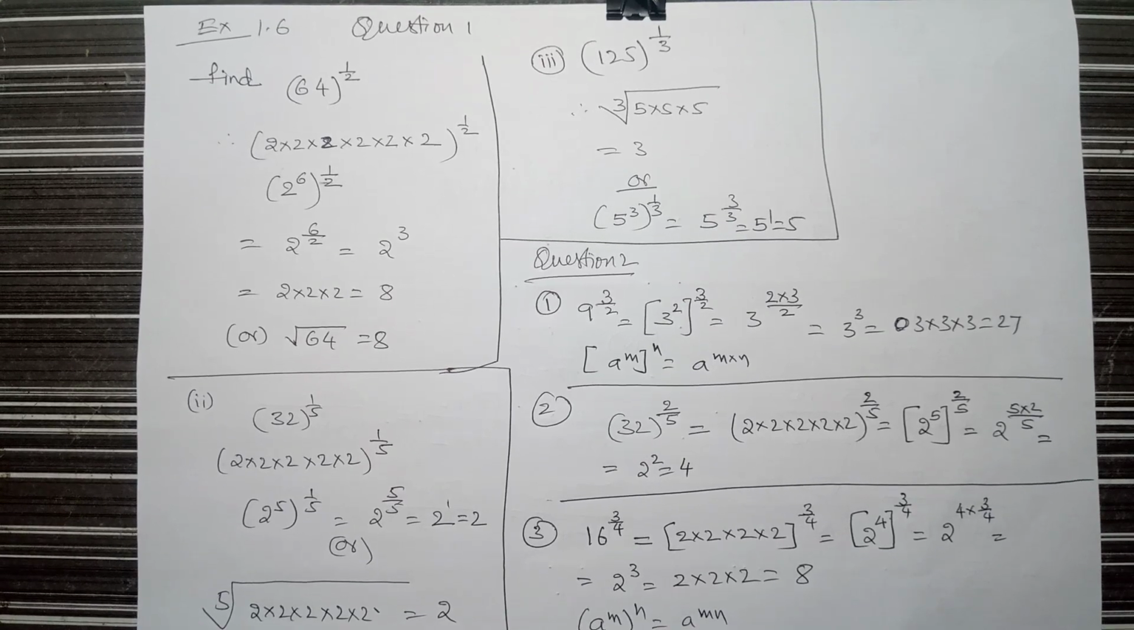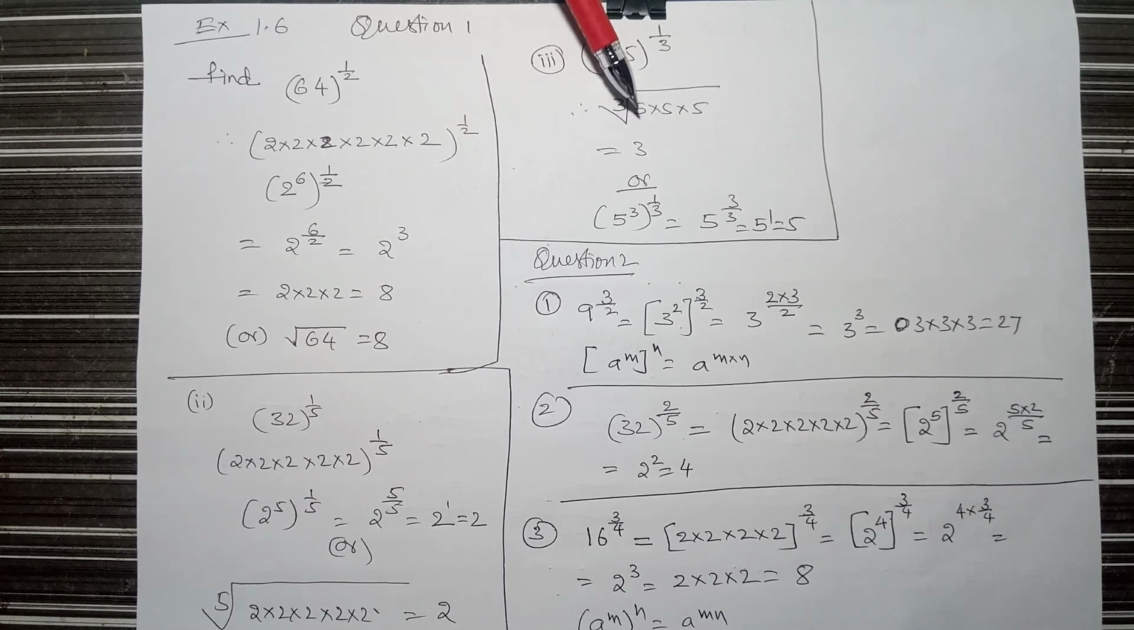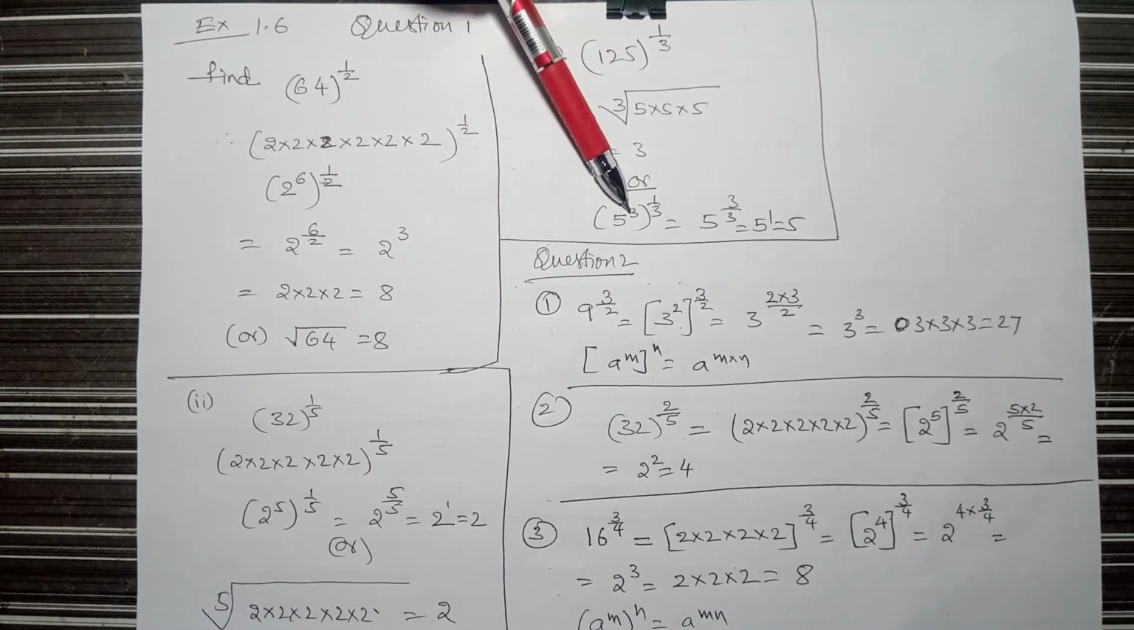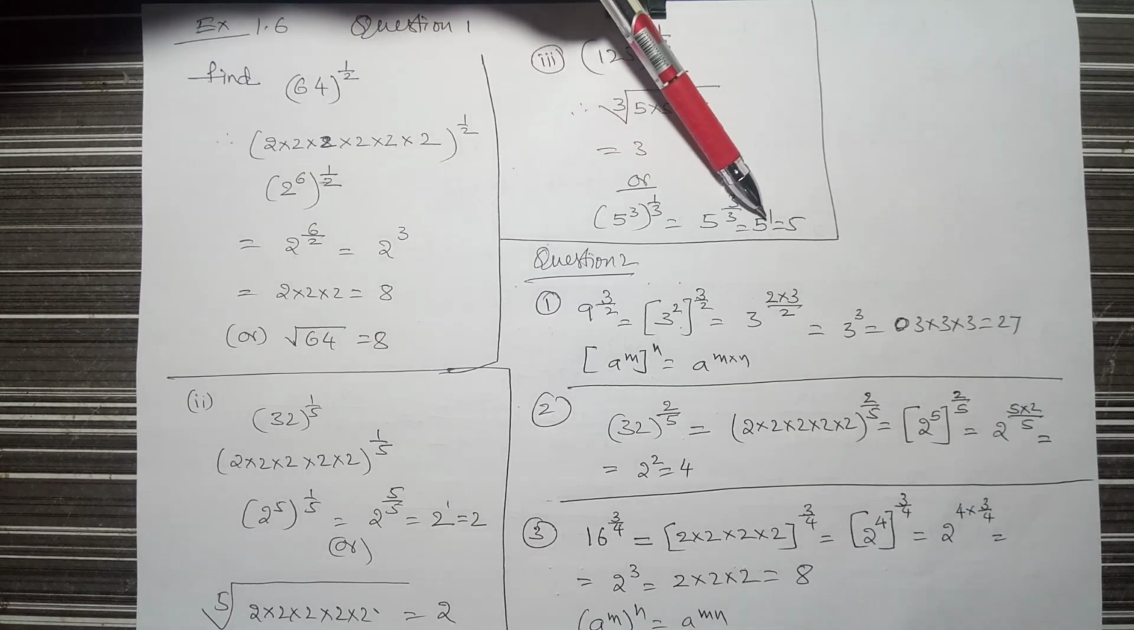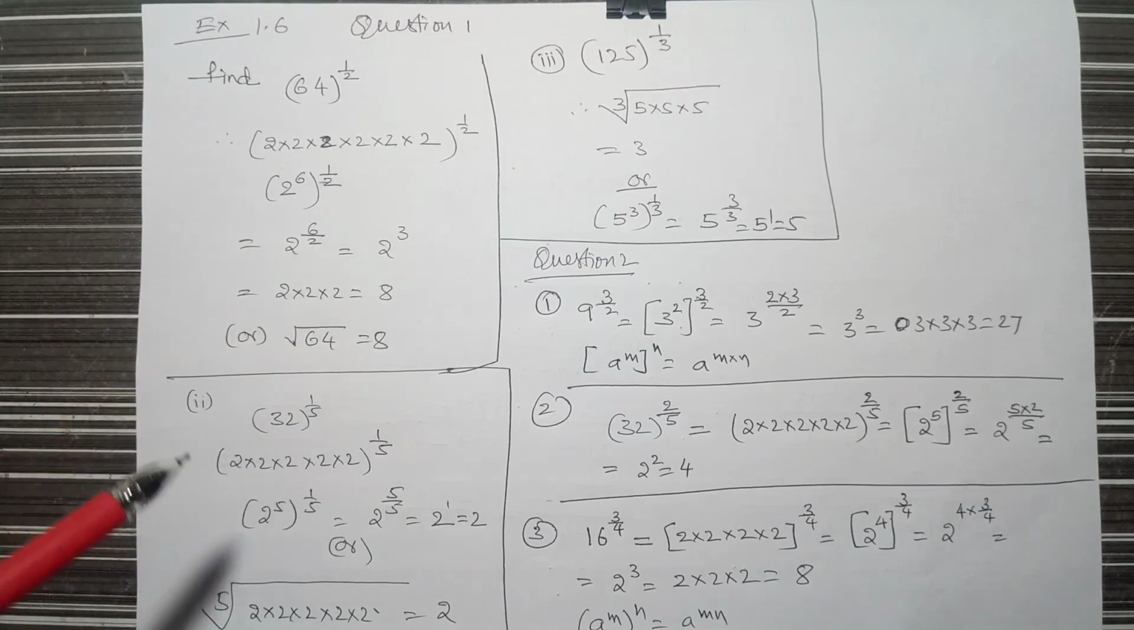125 power 1/3, that means cube root of 125. 125 can be written as 5 times 5 times 5. 5 5s are 25, 25 5s are 125. That means you can write down 5 as 3 times, so that you can write down 1 time out with applying cube root. Or you can write down 5 power 3 whole power 1 by 3. Therefore 5 power 3 by 3, that is 5 power 1, that is 5.